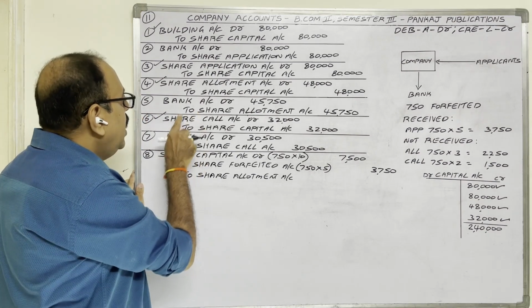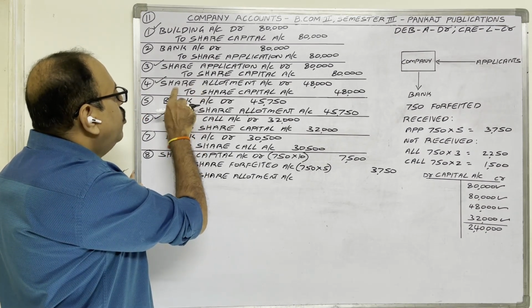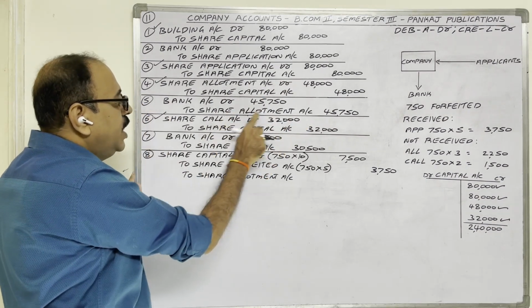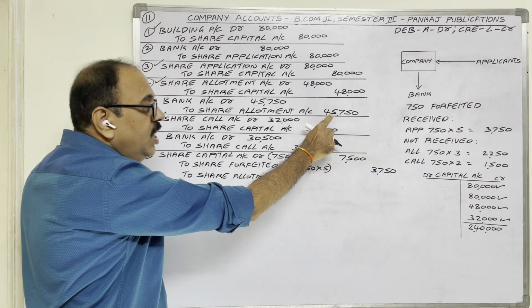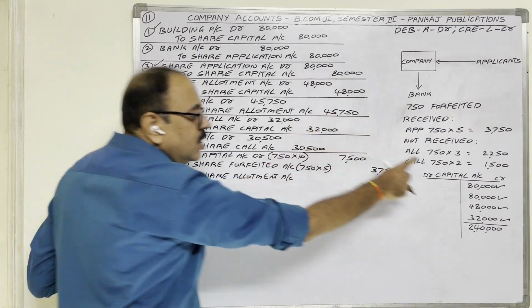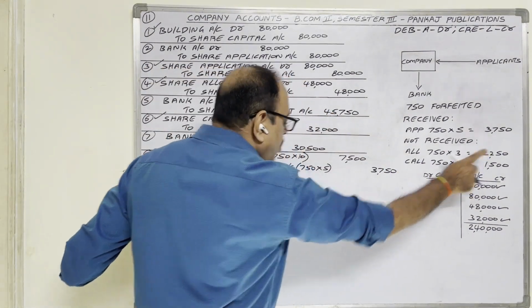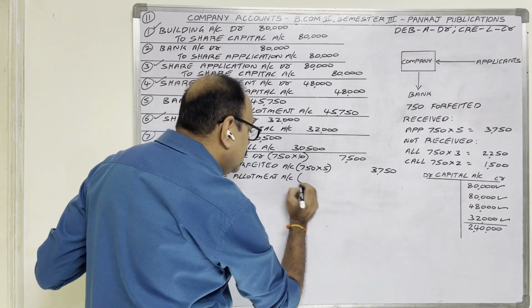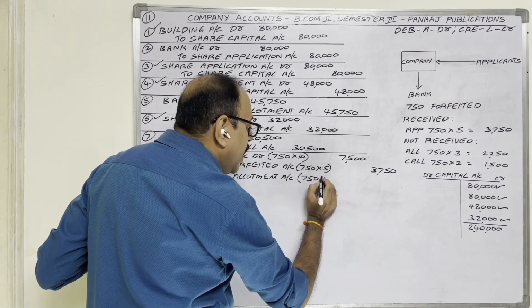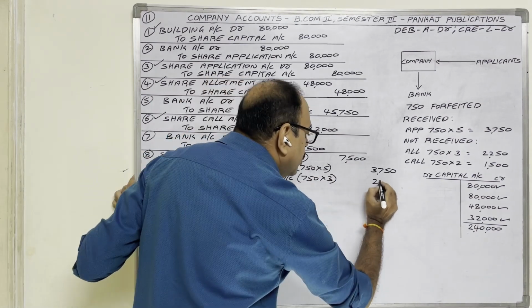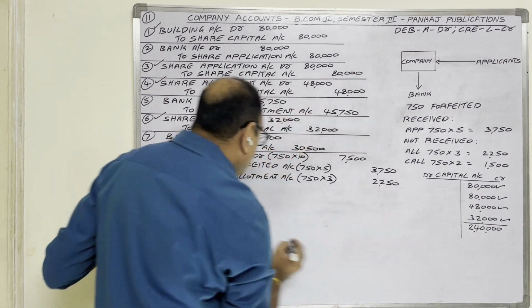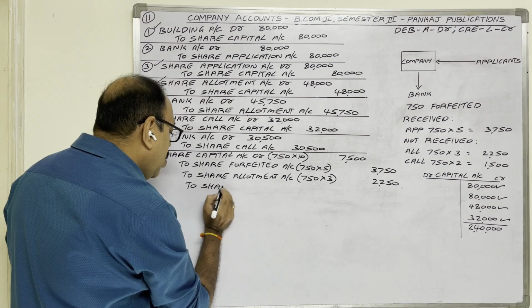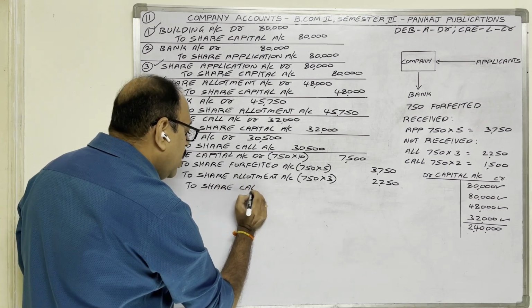See, share allotment account. In fourth entry we have debited with 48,000. In fifth entry we have credited with 45,750. So debit balance is how much? 2,250. That amount now we are cancelling. How this 2,250 comes? 750 shares at the rate of 3 rupees each, 2,250. Similarly, cancel the debit balance in share call account.